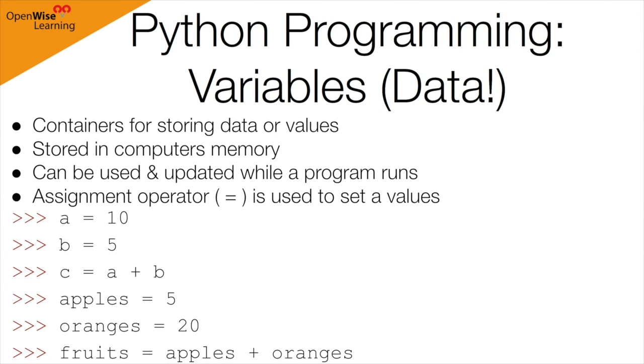So variables are containers for storing data or values. They're stored in your computer's memory. They can be used and updated while your program runs. The assignment operator, or the equal sign, is used to set values. And here are some examples of variable assignments.